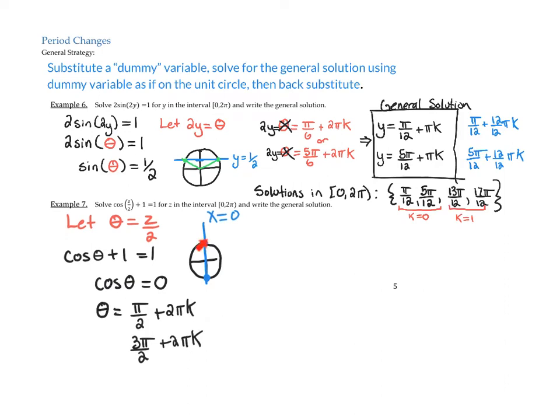But if we notice that these answers are really just separated by pi, an easier, more efficient way to do this would be to not require the second solution and just say pi over 2 plus pi k. Now this has nothing to do with the period of the function, it just simply has to do with the symmetry of these two angles, the fact that they're pi apart. Now I'm going to do my back substitution, so my theta actually equaled z over 2, and I will solve for z. Multiplying both sides by 2, so z equals pi plus 2 pi k. That would be my general solution.